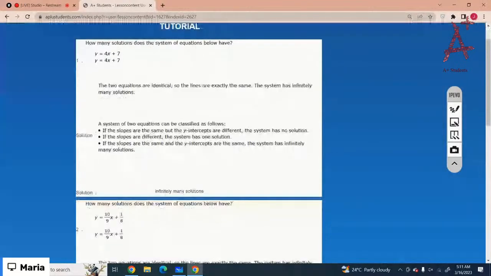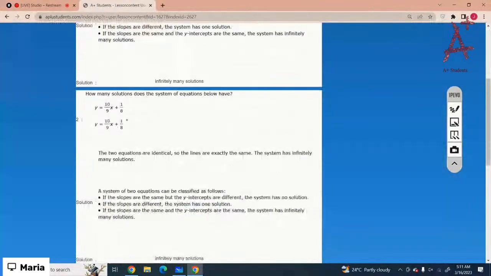Let's look at the next equation. y = 10/9 x + 1/8 and y = 10/9 x + 1/8. Both equations are exactly the same. They have the same slope and the same y-intercept. So that means the system has infinitely many solutions. Basically, they are identical equations. If the equations are identical, the system has infinitely many solutions. Got it?